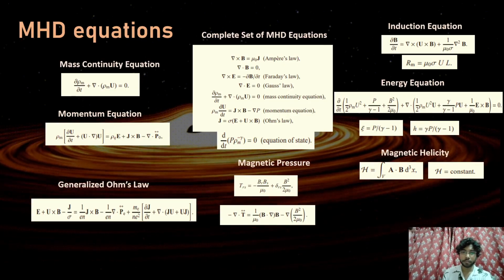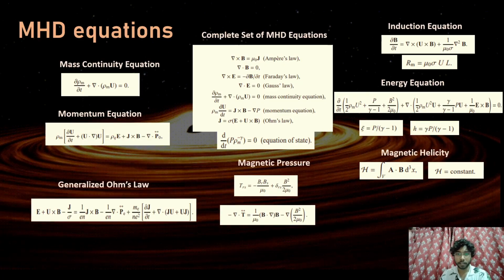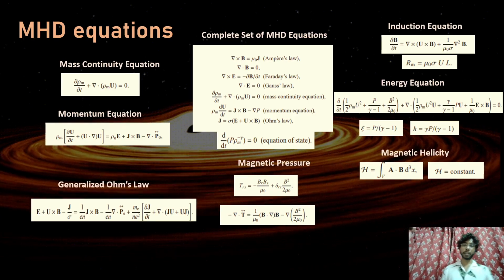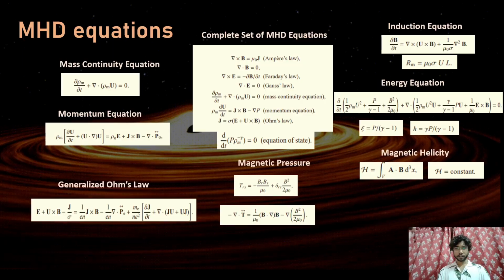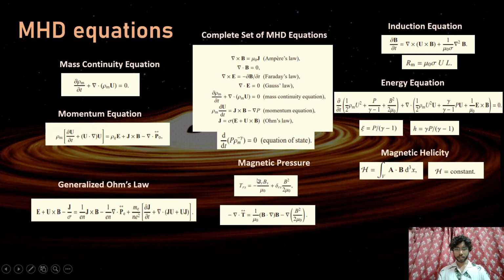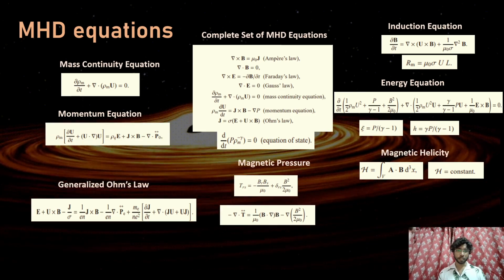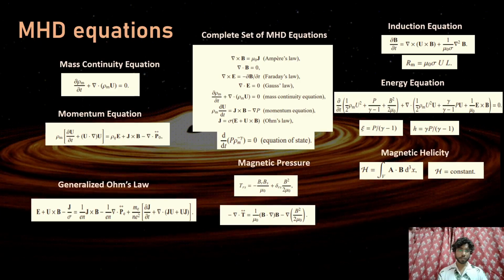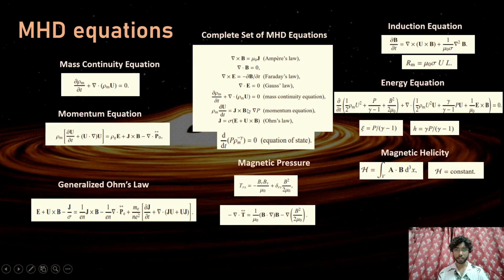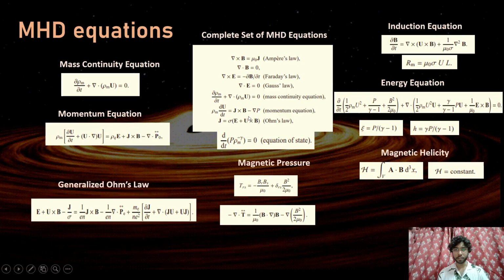Okay. So now we want to move to a slightly different topic, about magnetic pressure. So you see the momentum equation, you have these two terms. Let's see over here. On the right hand side, you have this J cross B and del P.